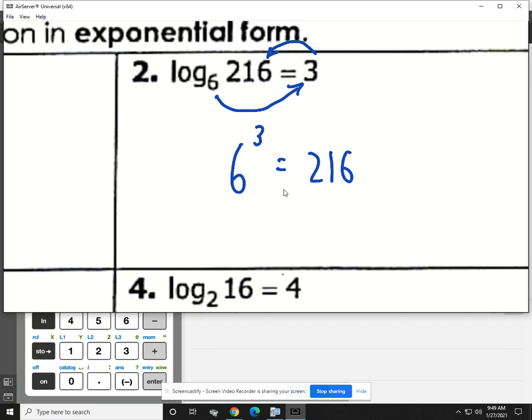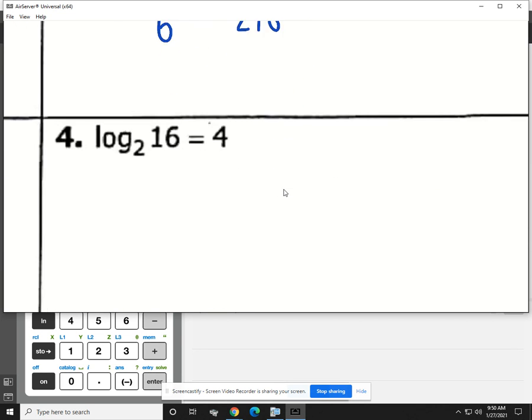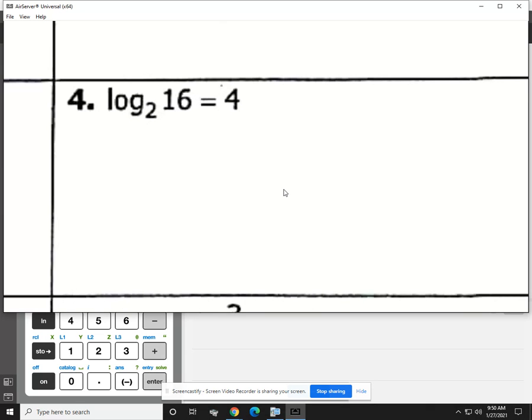Okay, so understand, we're not just doing something to be doing. It's reality. The logarithm can be rewritten as an exponent because they're connected. It's not a fluke. It happens every time. So, for example, number 4. How would I rewrite this one? 2 to the fourth equals 16. Absolutely true.